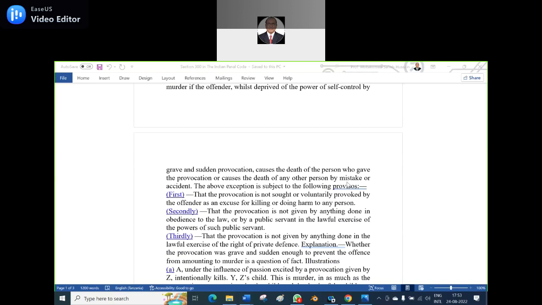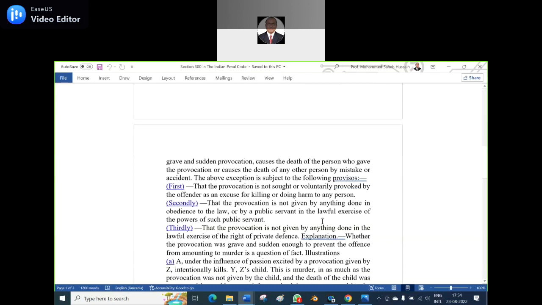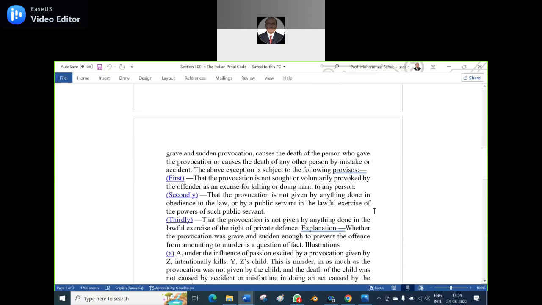Okay, let us see now the first exception. For whether provocation is there or not, on what grounds can we say there is provocation? First, that the provocation is not sought or voluntarily provoked by the offender as an excuse for killing or doing harm to any person. So the provocation should not be voluntary. Is it clear? Yes, sir. Number 2, that the provocation is not given by anything done in obedience to the law or by a public servant in the lawful exercise of the powers of such public servant. You cannot stop a public servant from his duties, and then say this is a provocation. No, you are not supposed to do such a thing. And that the provocation is not given by anything done in the lawful exercise of the right of private defense.